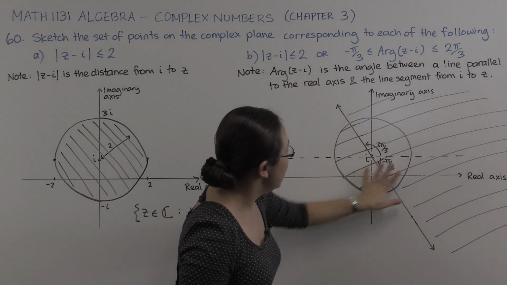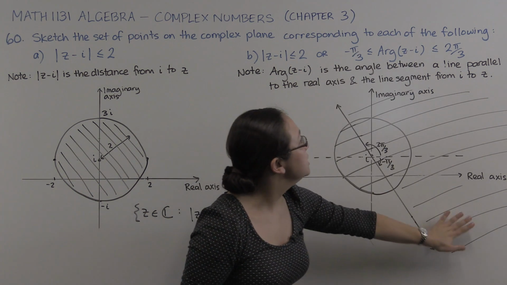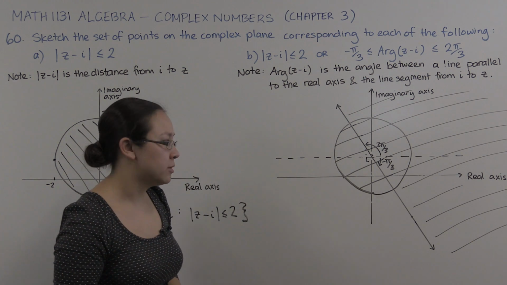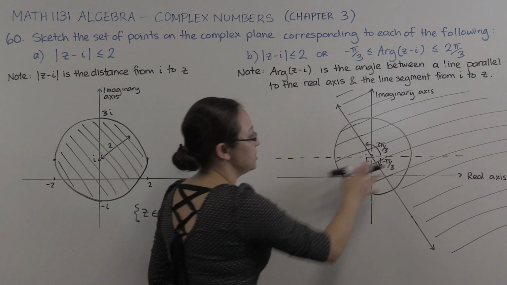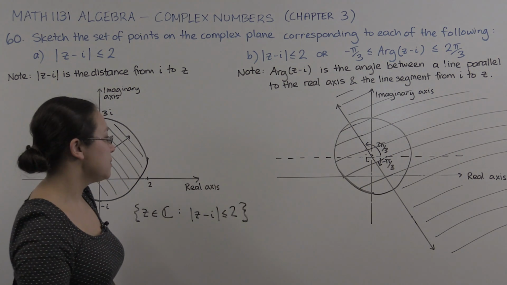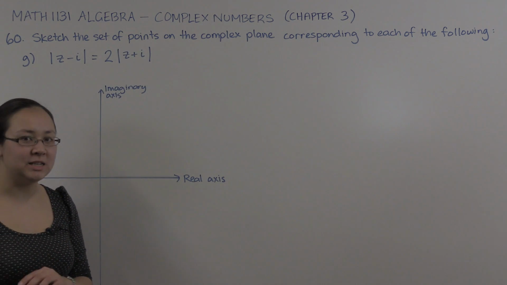So we're in either this circle or our argument is between minus pi on 3 and 2 pi on 3, and we're over there. So our total answer is all of this here. They're the answers to part A and B. Moving on to part G.